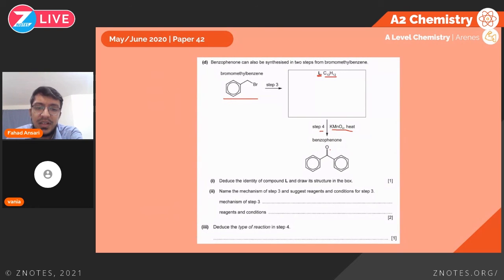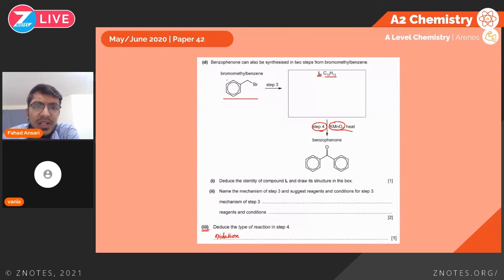All right. So now I'm going to answer the easier question first. Step 4, the last part that you can see over here, part 3, says deduce the type of reaction in step 4. Obviously, because you have KMnO4 over here, that is going to be an oxidation reaction that takes place. Now I need to deduce the identity of compound L.